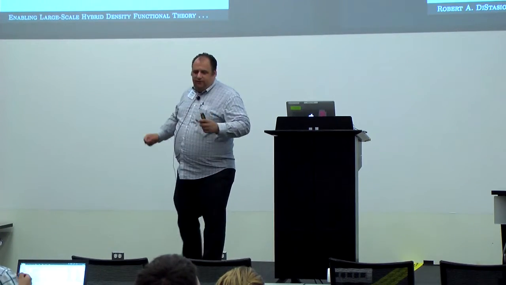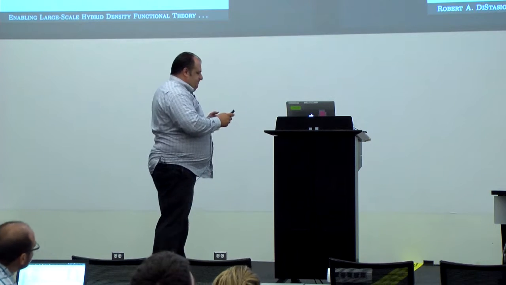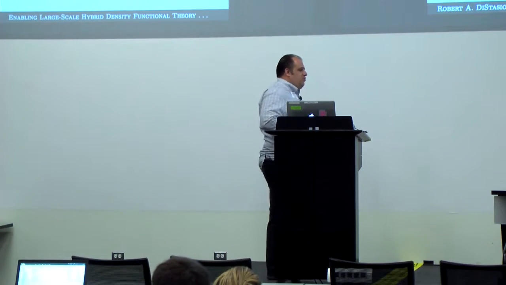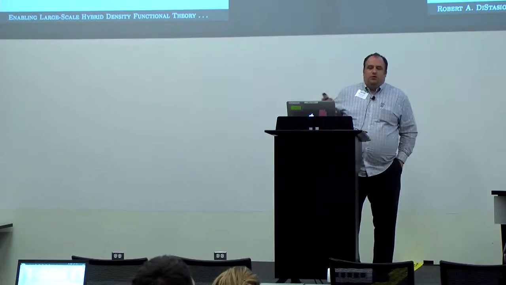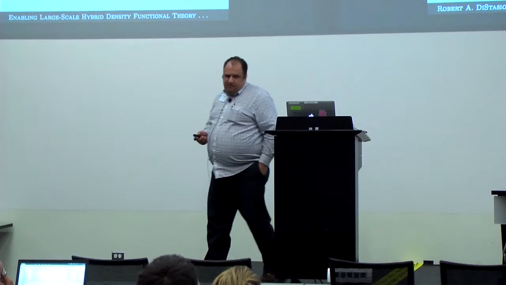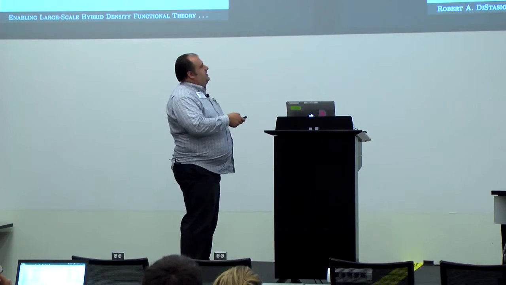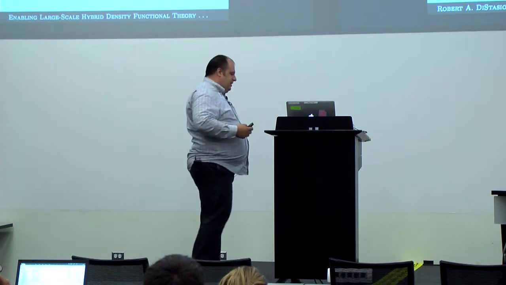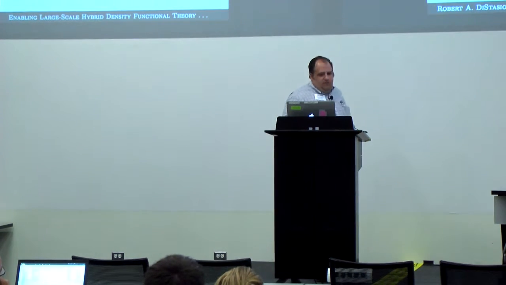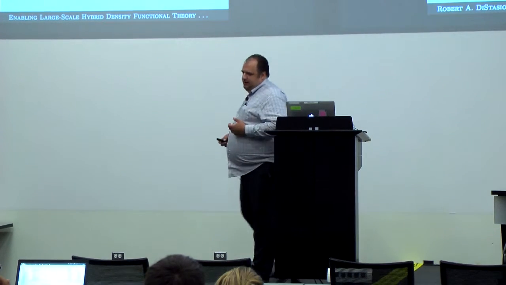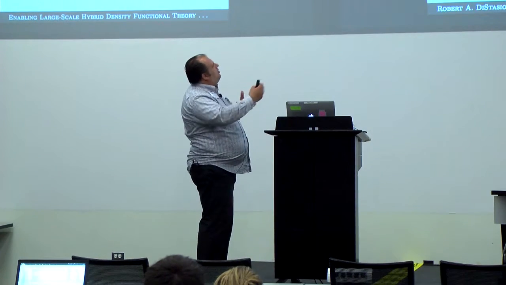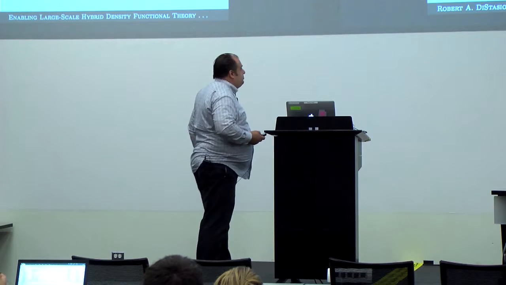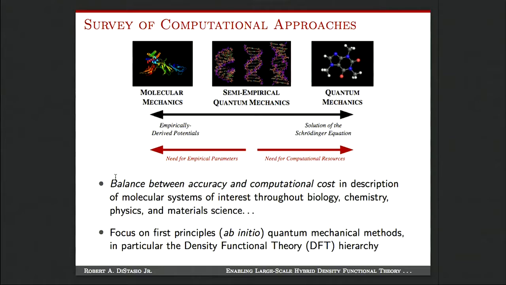Just to give a brief overview and a little bit of background, if one is interested in unraveling the microscopic details of fundamental systems and processes of importance throughout any field of science, whether it's biology, chemistry, physics, or material science, one has to choose what method to use, right? And in some sense, there's an entire hierarchy or a survey of computational approaches that you can choose. And again, it's always a balance between accuracy on one hand and computational cost on the other as to what you should choose for your system of interest or problem of choice.